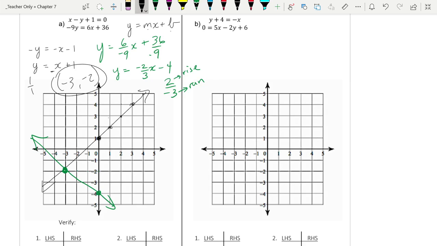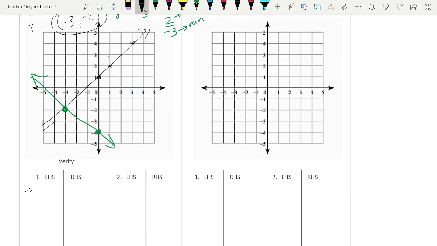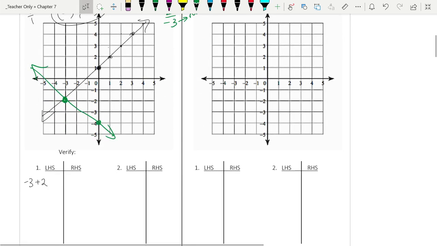Now, we're going to verify this. We're going to verify both equations because it's asking me to. So on the left-hand side of this equation, if I plug in negative 3 and negative 2, I'm going to get negative 3 minus negative 2 plus 1. And this side's 0. And both of those are true. So yes, that one works.